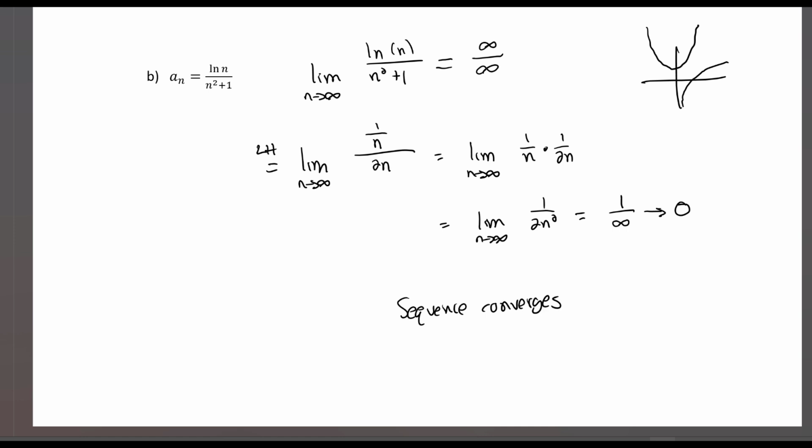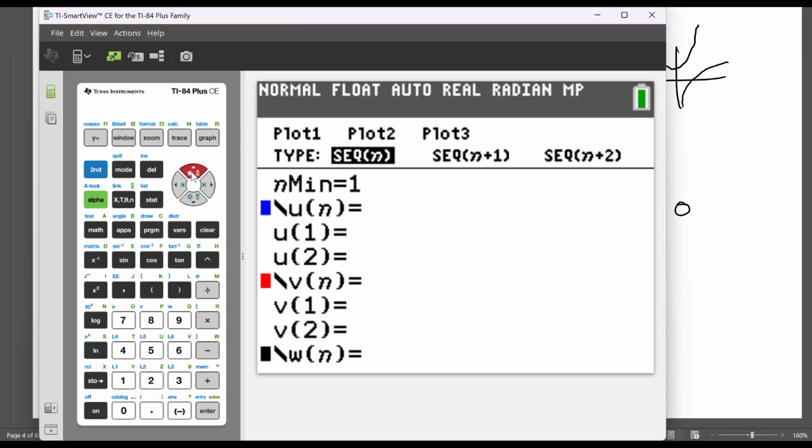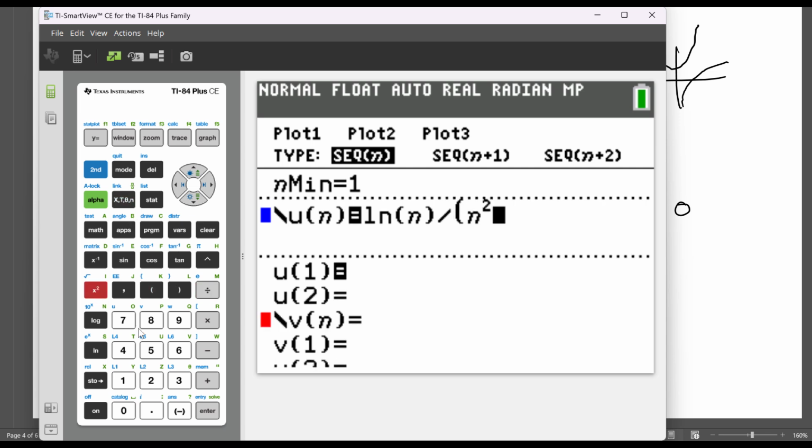All right, let's go ahead then and do, again, this backwards. We did the limit analytically first. Let's take out technology and just check to see that this is a valid result for our limit. All right, and for the last one, we used Desmos. Let's go back to using the TI here. So the formula that we had was ln of n divided by n squared plus 1. I'm going to make sure I'm using parentheses here.